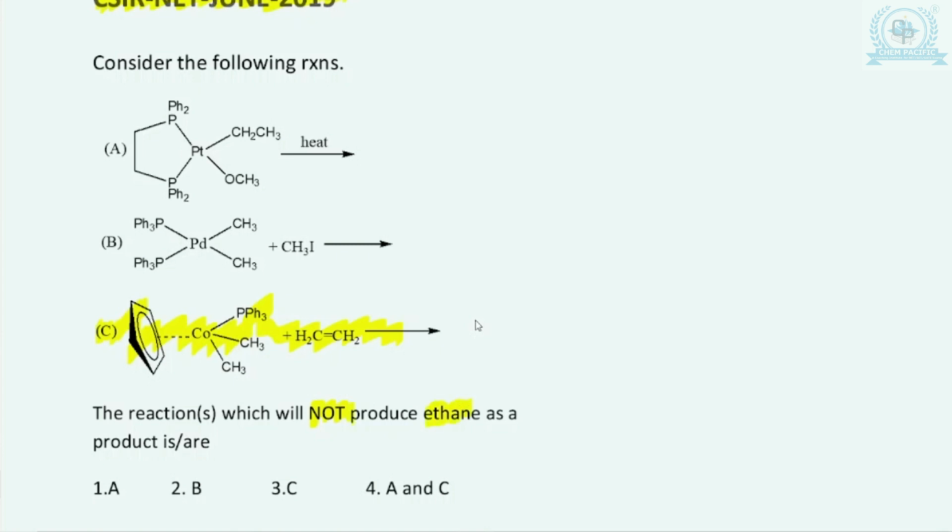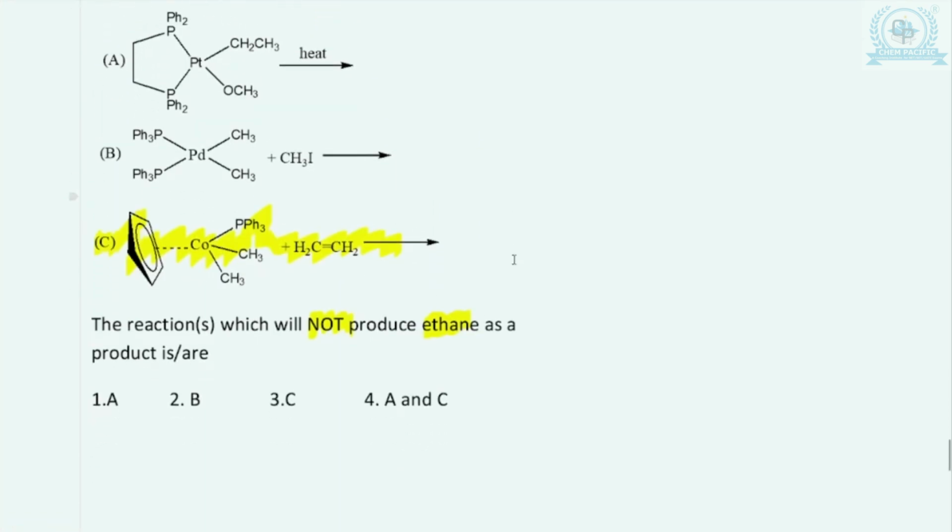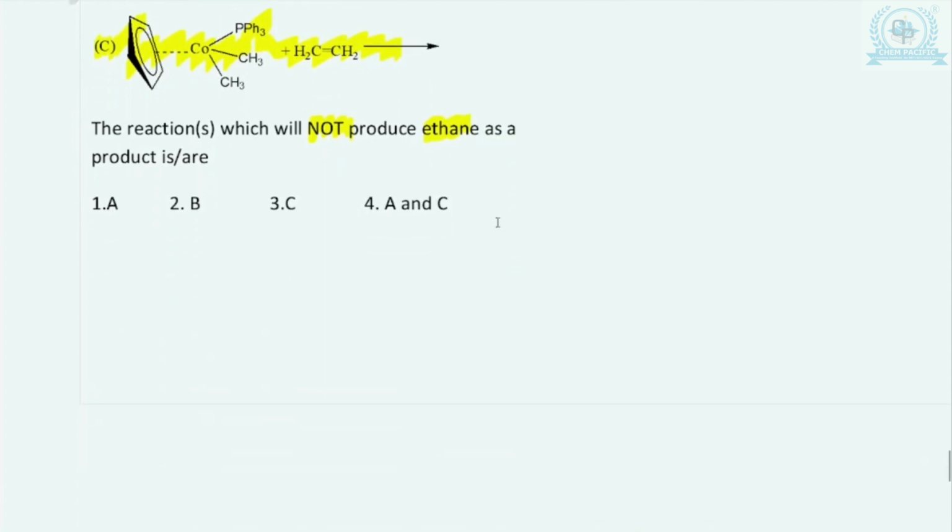ठीक है. So let us solve the questions. ठीक है? So let's see this. Now the first question, let us solve the first question first of all. Now let us solve the questions one by one. Now let us take the first example. That is this one. The first example. Okay. So this is our complex that has been given. So this is your metal platinum and you are having this.